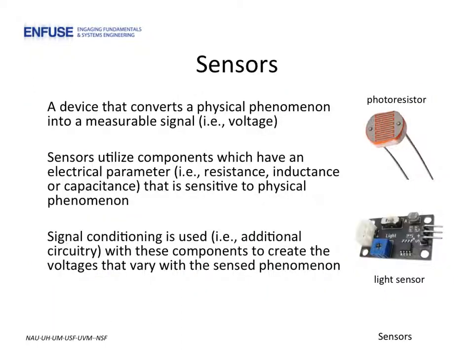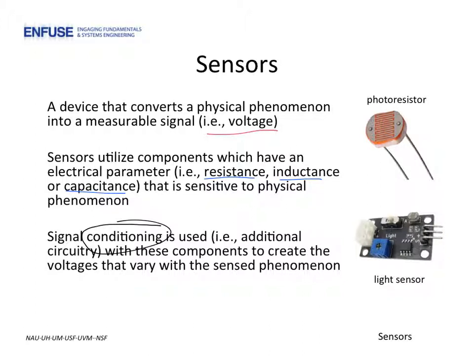A sensor, which often consists of several components, converts some physical phenomenon, for example temperature, force, or acceleration, to a measurable signal. That is, a voltage that is proportional either directly or inversely to the phenomenon of interest. Sensors have some aspect or some component whose electrical behavior, that is, resistance, inductance, or capacitance, varies with the phenomenon of interest. But to produce a signal, the sensors will have additional circuitry to condition the signal so as to produce an output that is a variable voltage.